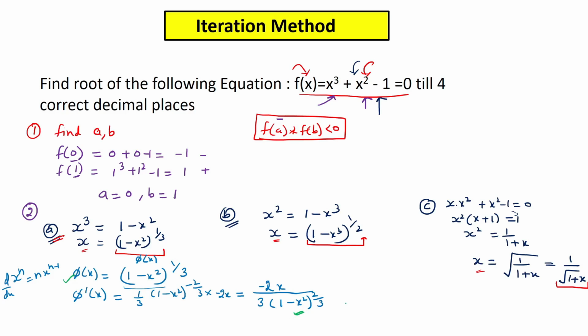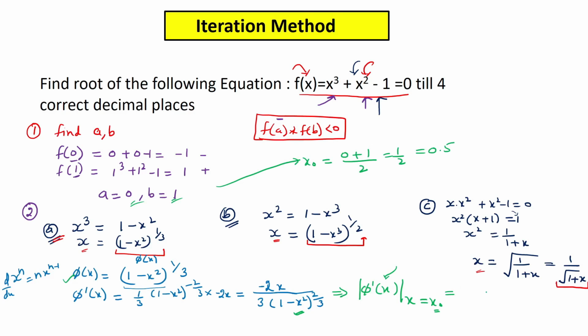Now I have to find the value of this phi dash x at x equal to x0, and I have to take the absolute value. We can find this x0 from here. Either we can take any value between 0 and 1, for example 0.2, 0.3, or something like 0.8 also. And another way to find x0 is to find the midpoint of this a and b. The midpoint of a and b will be half, or you can say 0.5. So I will put this half or 0.5 in this phi dash x.